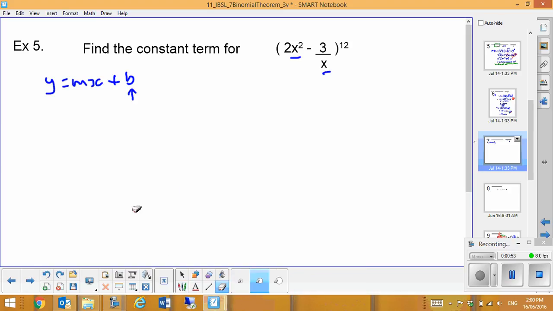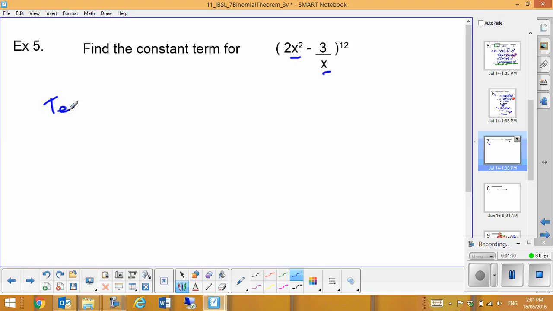I'm just going to clear this out of our way. So we want to find a term where the x's cancel. In other words, the power on x becomes x equal to 0. So we want a term where x has a power of 0, and that's going to come from, remember when we do any general term, we're going to have our 3 brackets.